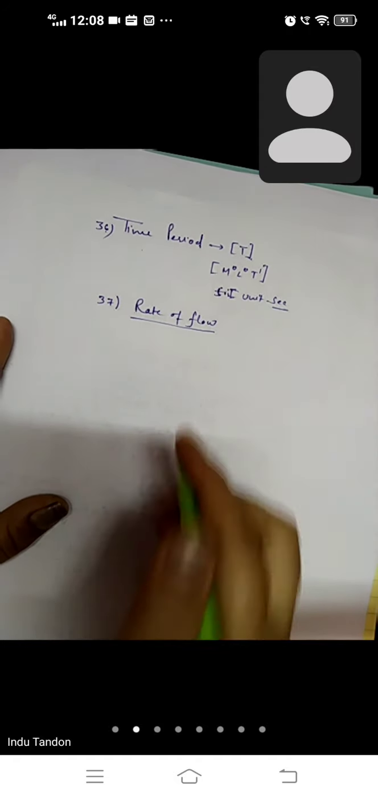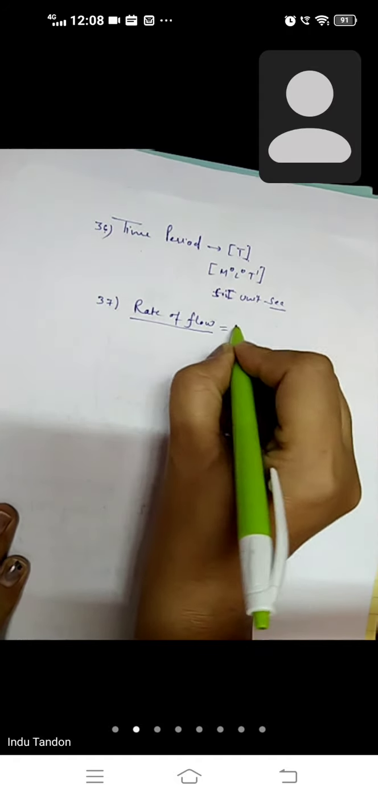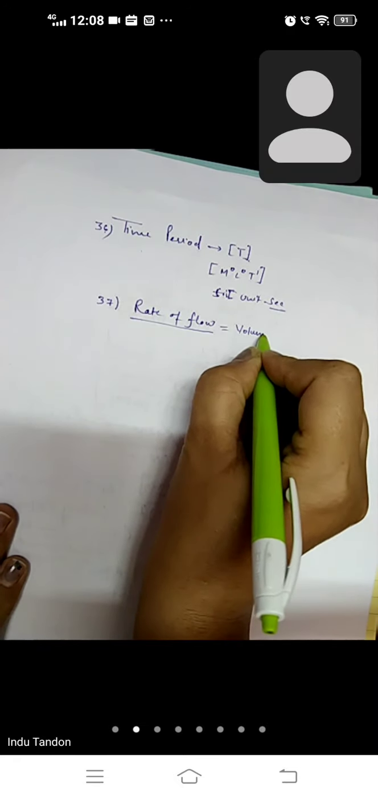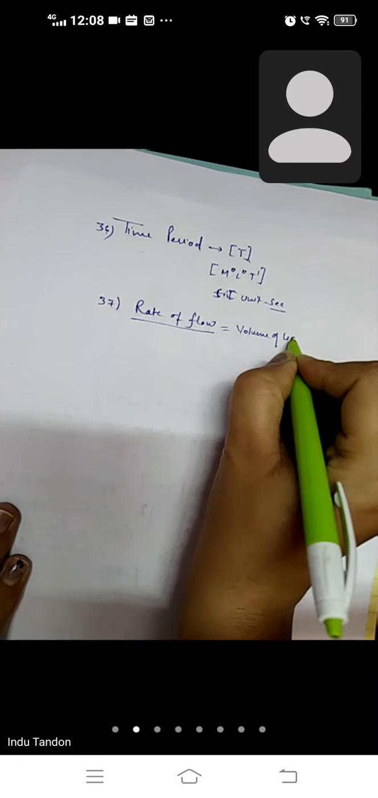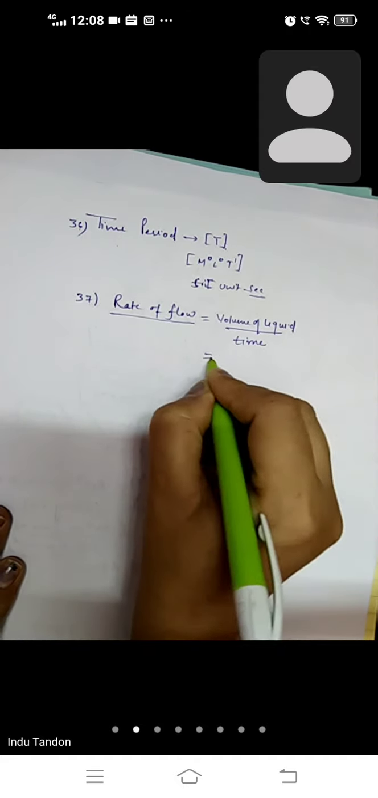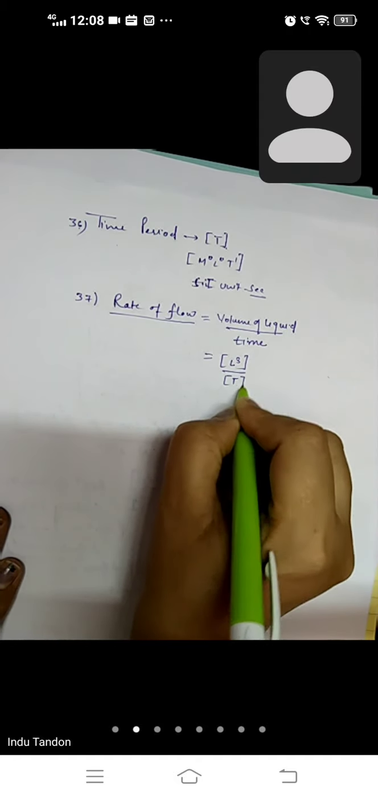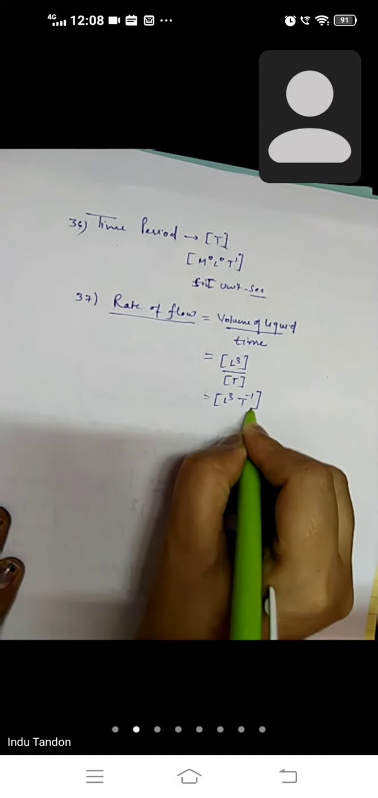Next is rate of flow. What is this rate of flow? It is the volume of liquid flowing per unit time. So what is volume? L cube divided by time T, so it becomes L3 T minus 1.